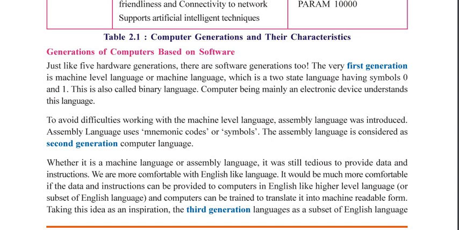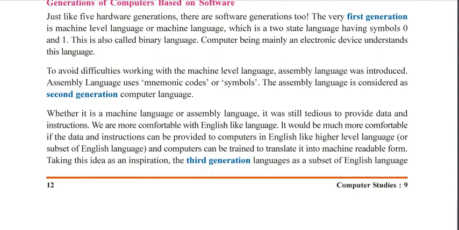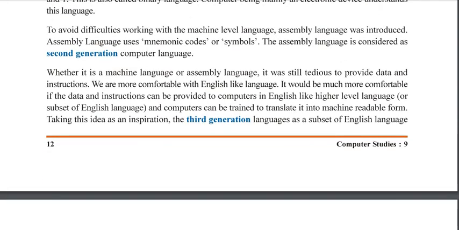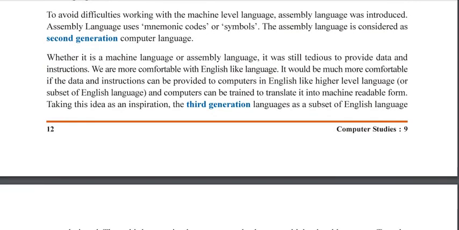Now after the first language there is a second language. To avoid the difficulties of working with machine language, assembly language was introduced. Assembly language uses mnemonic codes or symbols. The assembly language is considered the second generation. So the first generation is machine language, and the second generation is assembly language, which has many codes or symbols.